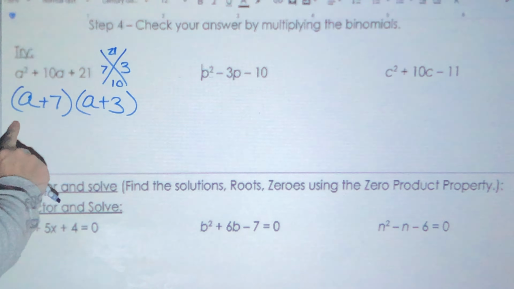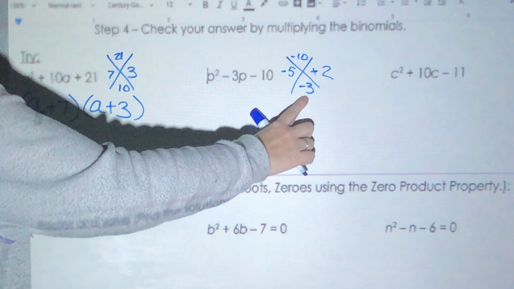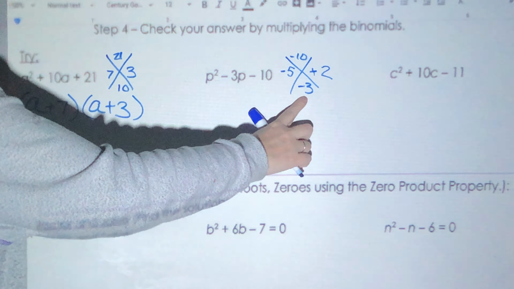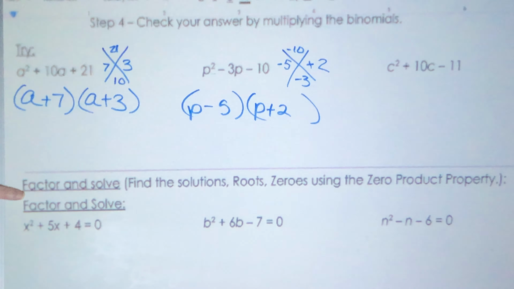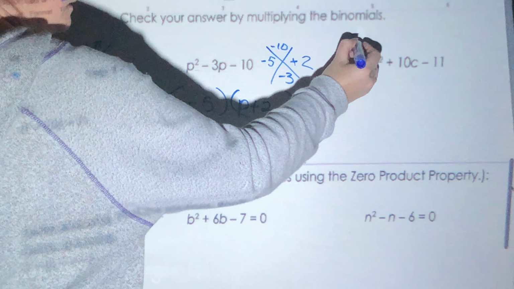For my next example, I'm looking for two numbers that multiply to give you negative 10 and add to give you negative 3. So one number is going to have to be negative and one number is going to have to be positive. And I know that negative 5 and positive 2 will give me negative 3. So those are my two numbers. So when I set up my parentheses, I'm going to have p minus 5 and p plus 2. These are the two binomial factors of this trinomial. For my last example, I want two numbers that multiply to give you negative 11 and add to give you 10.